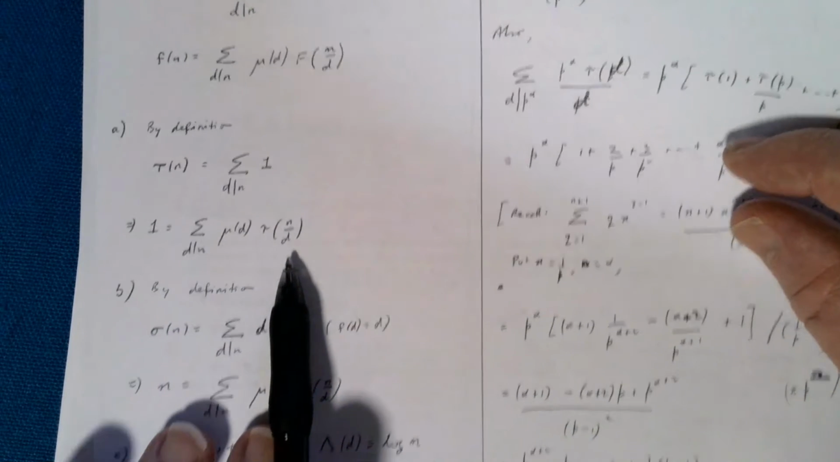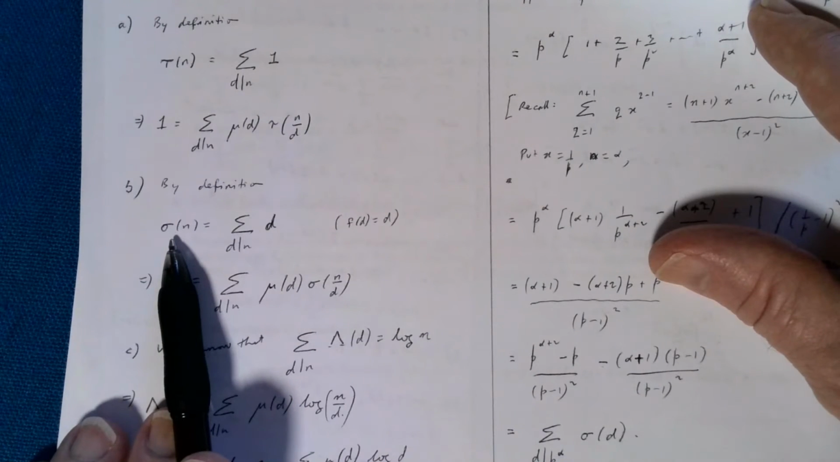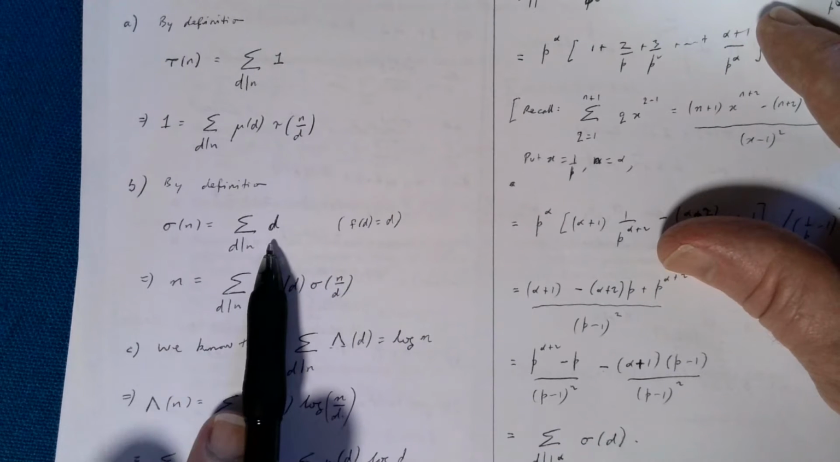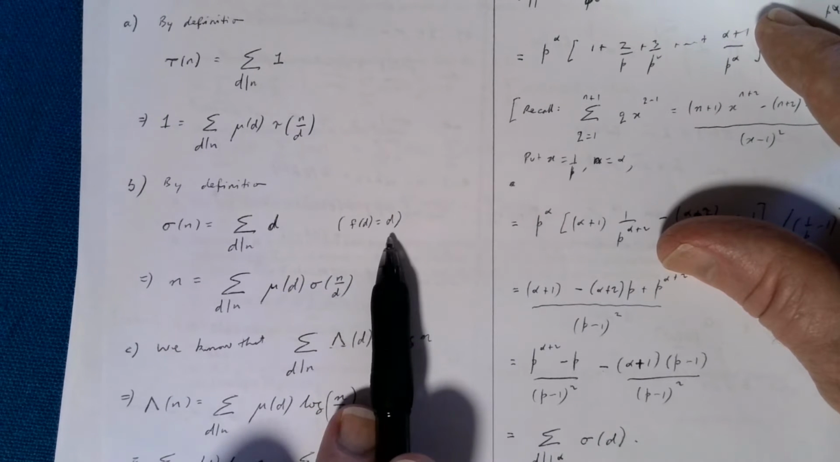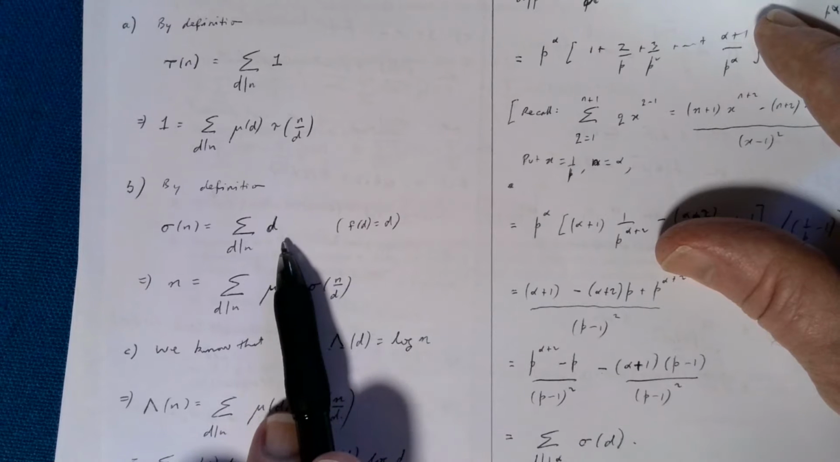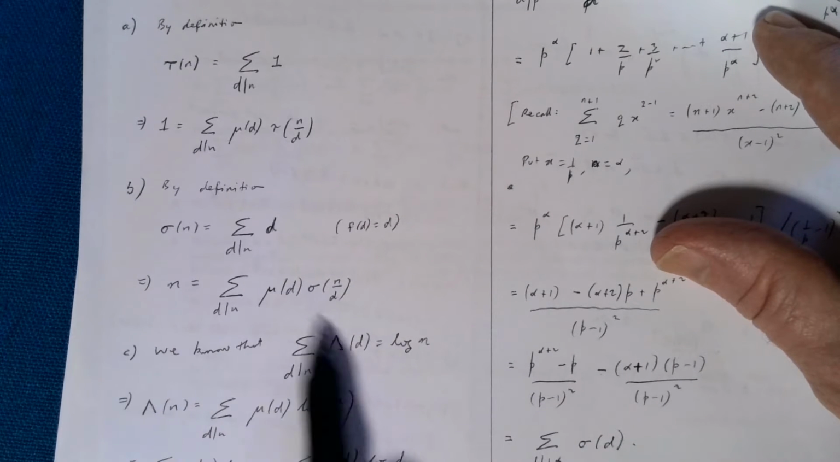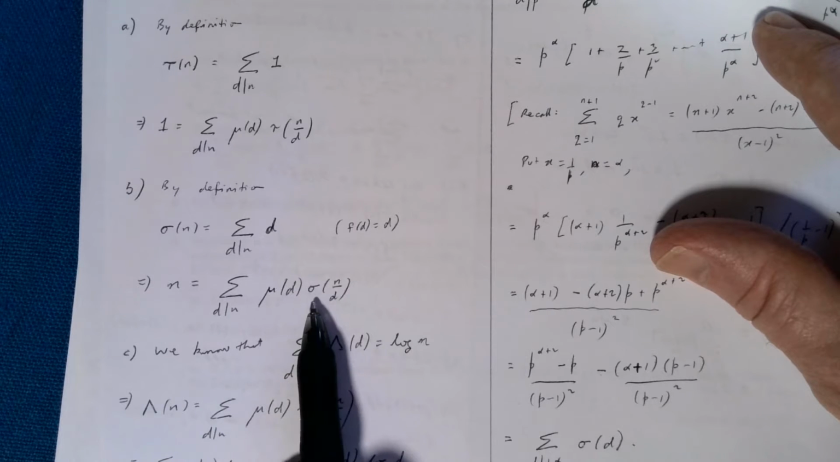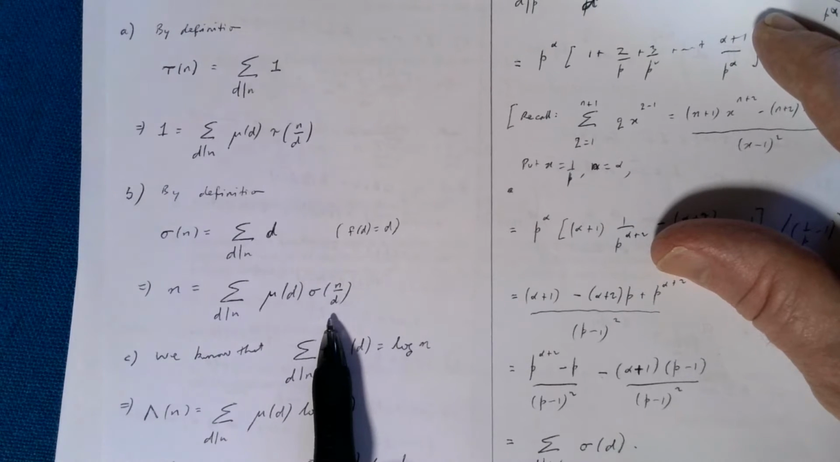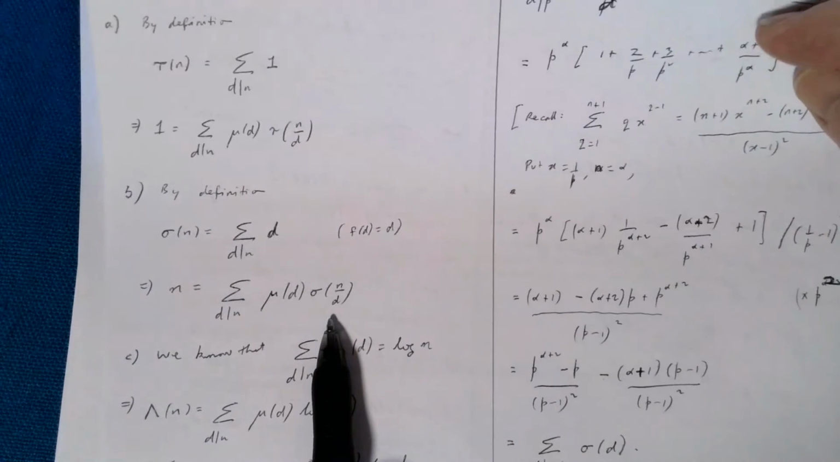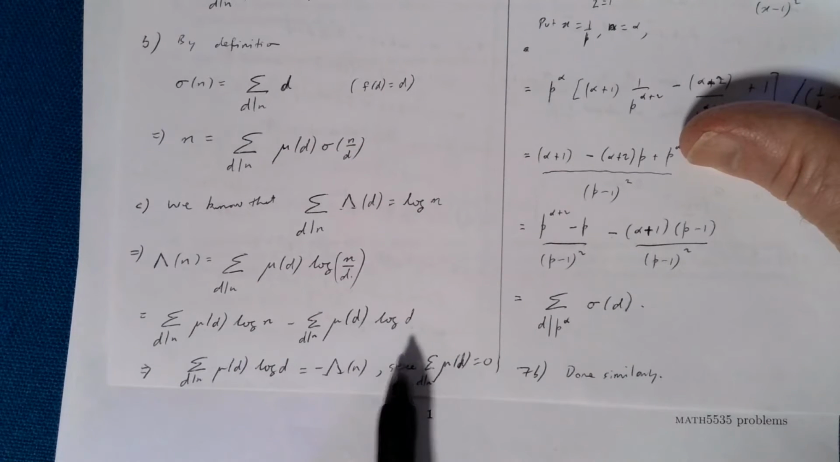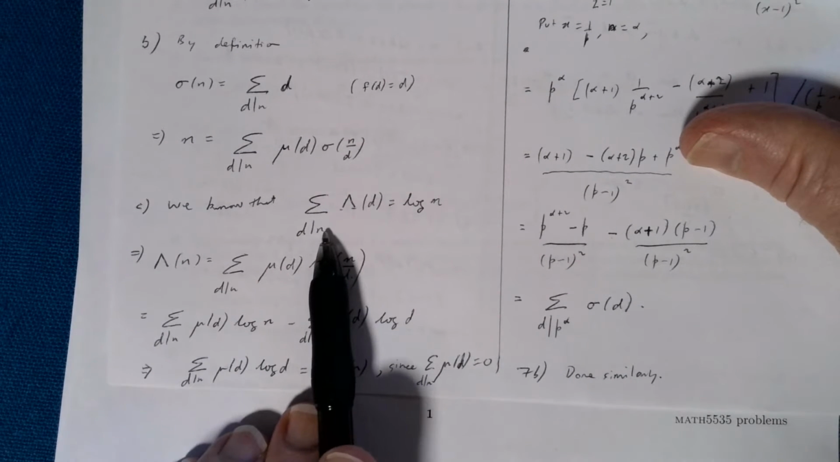Similarly, if we're playing with sigma of n, we write down the definition of sigma of n. Here my f of little d is d, and we're going to recover this function here, so f of n is n. Again, it's the sum over the divisors of mu of d times sigma of n over d. And that's the formula we have to get. Very easy application.